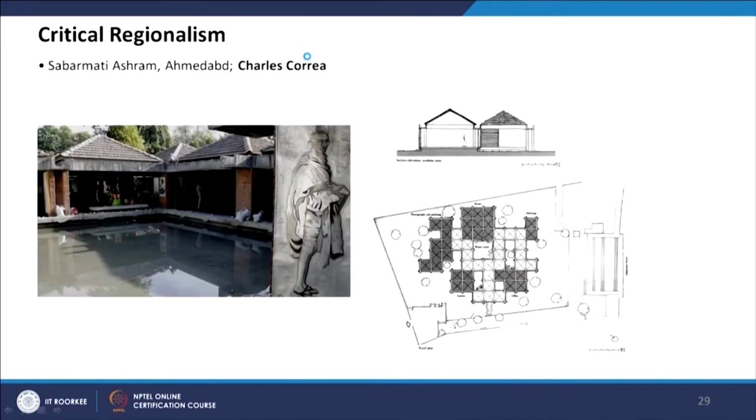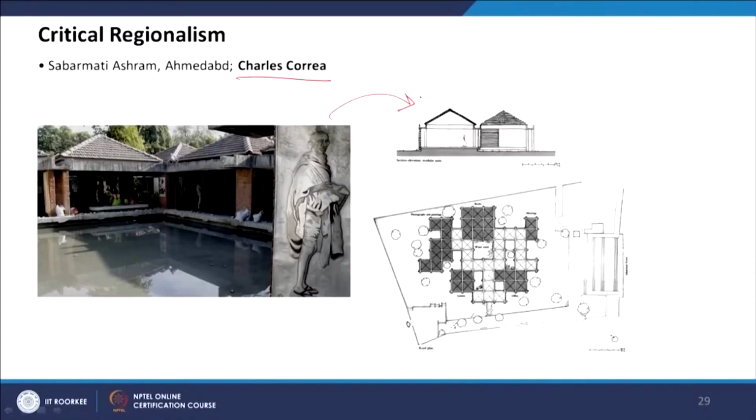Now coming to the Indian context: Sabarmati Ashram, Ahmedabad, by Charles Correa. We have discussed this in neo-brutalist design, because that was the later phase of modernism. Some of the examples can be in the later phases of modernism, which was going towards postmodernism, from in between modern and postmodern, and can also come in the critical regionalist movement.